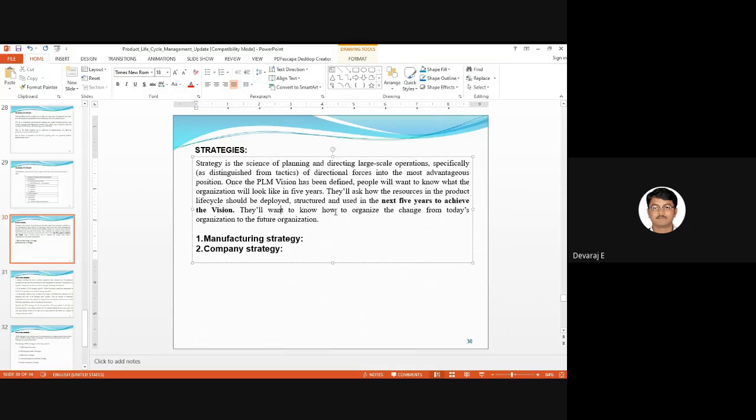They will want to know how the organization changes from today's organization to the future organization. What is the meaning of this, students? It's like, to meet the demand, you need to update your products. Assume that to maximize your profit, today you're selling a product for 5 rupees, and in future you're going to sell for 5. But the technology you have updated can reduce the manufacturing cost, like from 4 to 3, so you'll be making more profit on a particular product.